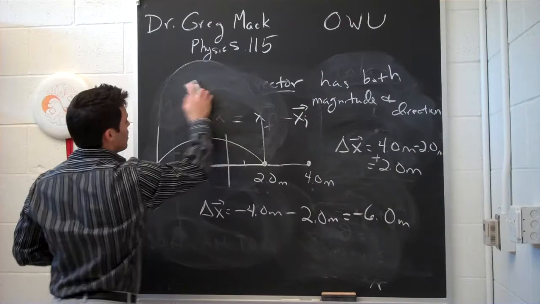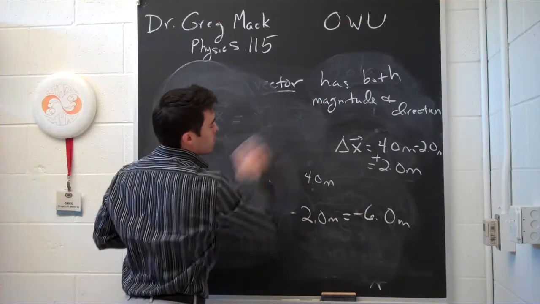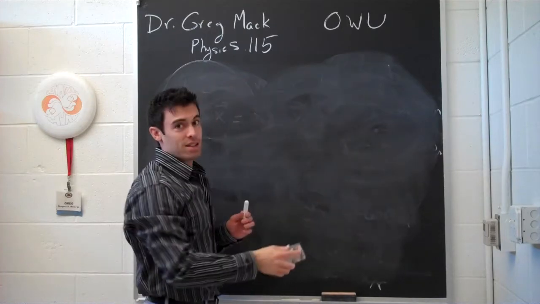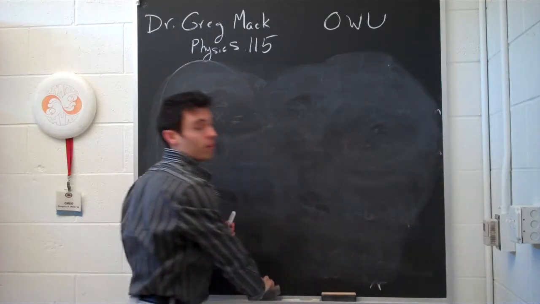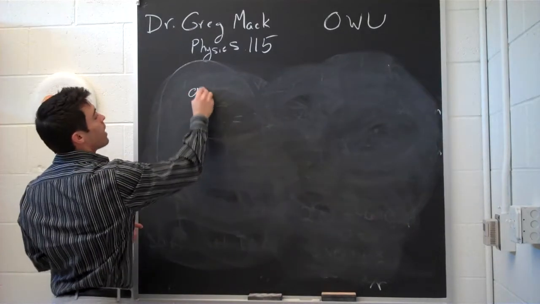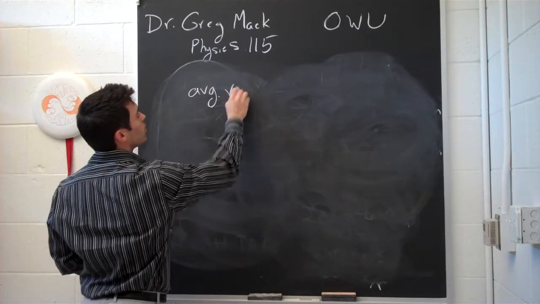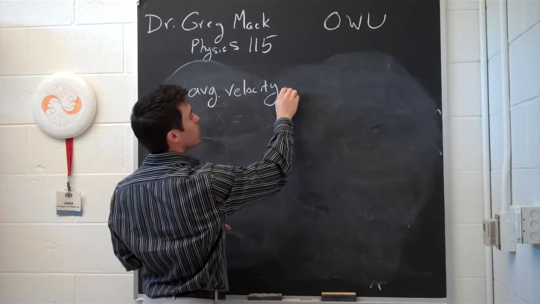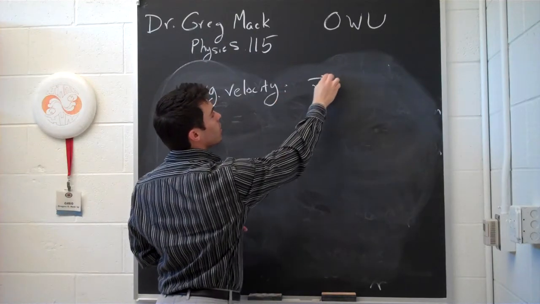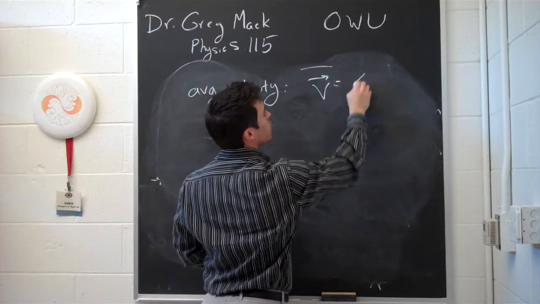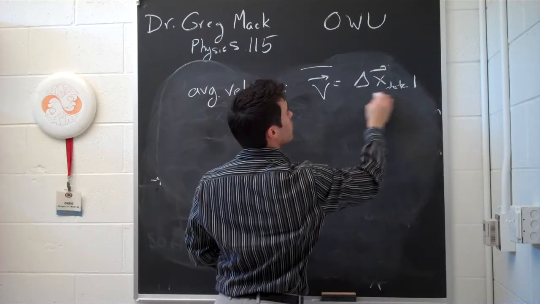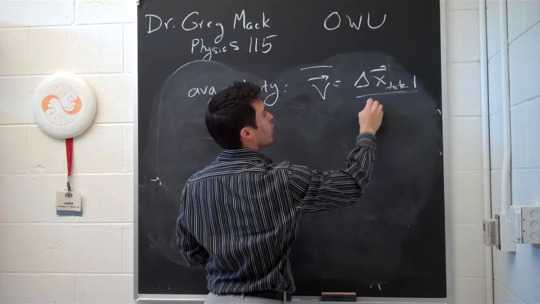If you look at the change in displacement with respect to time, how fast something is going, then you can talk about velocity. The average velocity would be the total displacement over the total time.